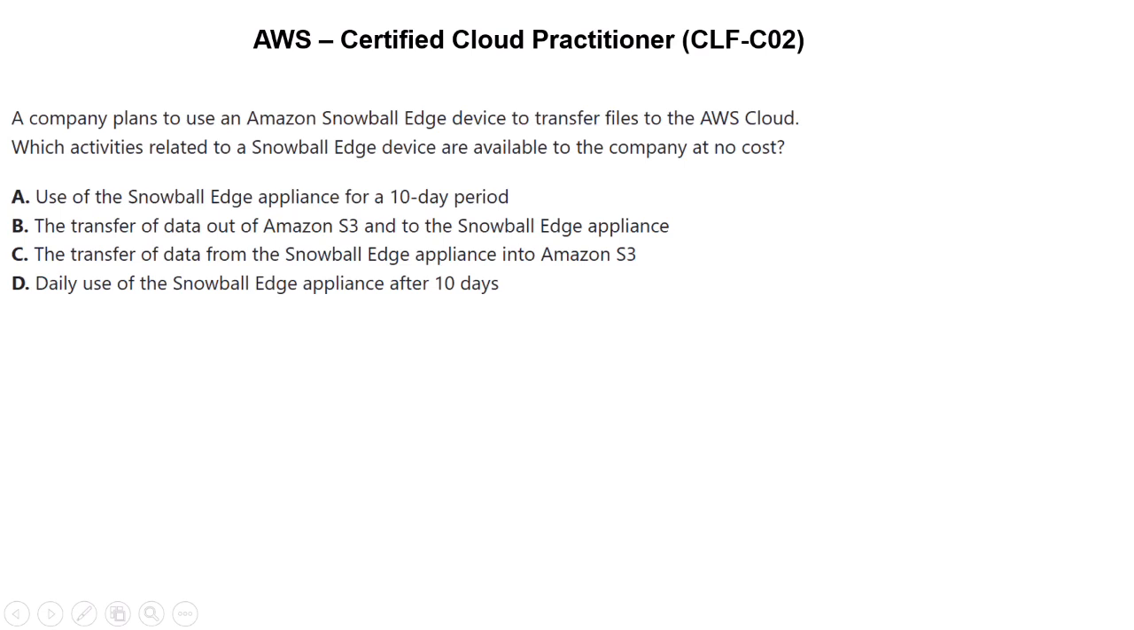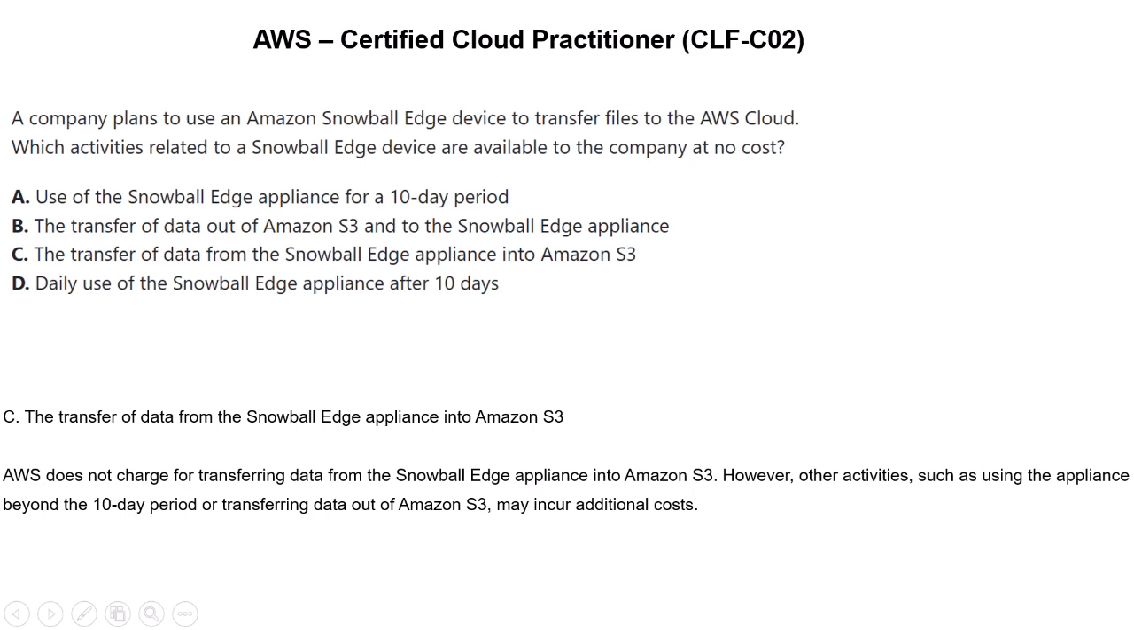A company plans to use an Amazon Snowball Edge device to transfer files to the AWS cloud. Which activities related to Snowball Edge device are available to the company at no cost? Option A. Use of the Snowball Edge appliance for a 10-day period. Option B. The transfer of data out of Amazon S3 and to the Snowball Edge appliance. Option C. The transfer of data from the Snowball Edge appliance into Amazon S3. Option D. Daily use of the Snowball Edge appliance after 10 days. The correct answer is option C.